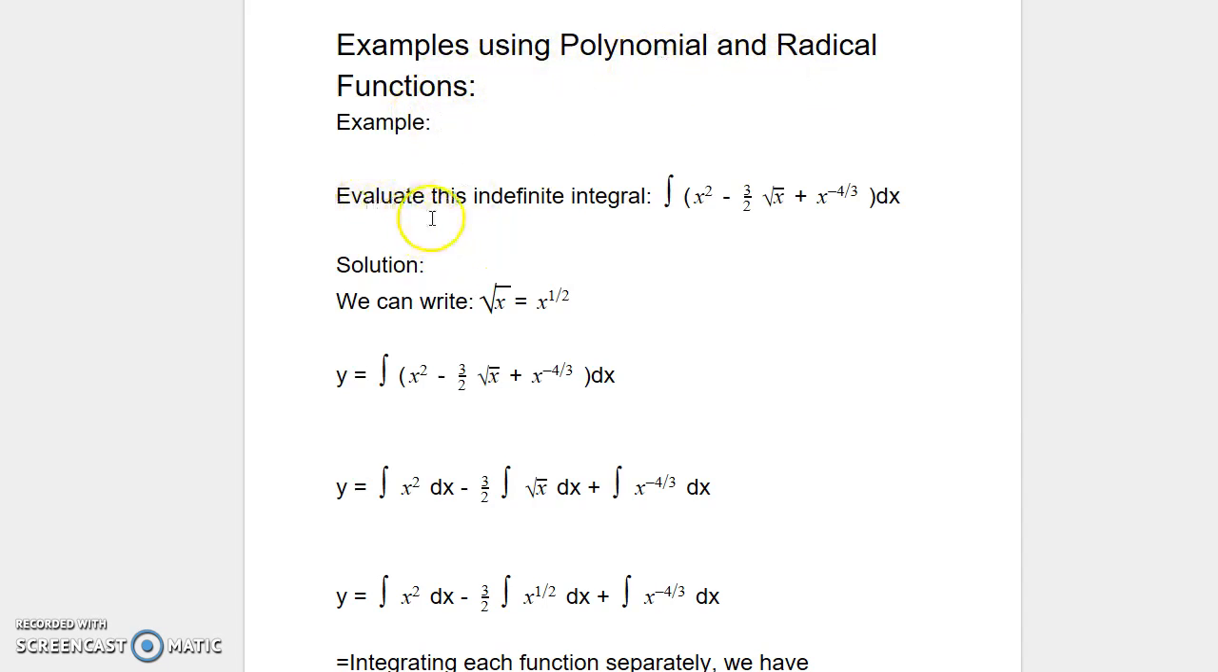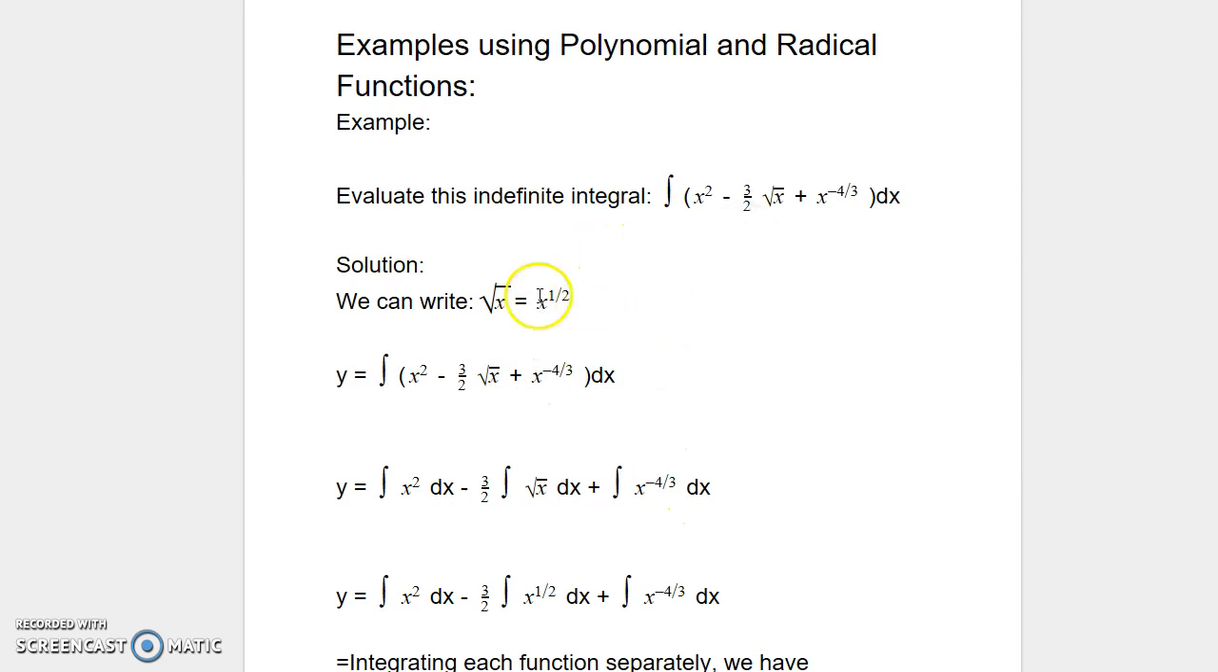If we have to evaluate an indefinite integral as shown here, integral of x to the power of 2 minus 3 over 2 square root of x plus x to the power of minus 4 over 3 dx, we can solve it by integrating each one of these functions separately, as shown here. Integral x squared dx minus 3 over 2 integral square root of x dx plus integral x to the power of minus 4 over 3 dx.